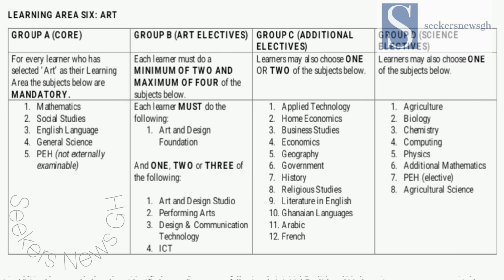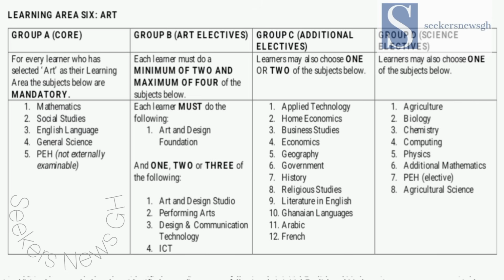So after you have done art and design foundation, then 1, 2, or 3 of the following in addition: art and design studio, performing art, design and communication technology, ICT. Then in group C, the person can choose only one from here, or can choose 2, which is the person can be doing art and still select home economics and business studies, or the person can decide to do French or religious studies or any of the combinations in group C.